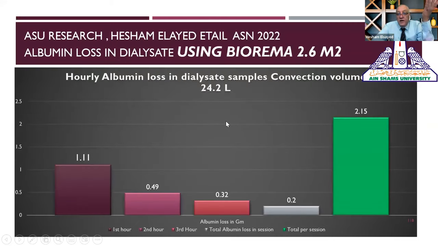Albumin loss is in our intensive research. The maximum albumin loss happens at the start of dialysis, in the first hour, but the cumulative albumin loss is around 2 grams per session. So it's accepted. The Japanese say that up to 3 grams is okay. Why do they put 3 grams? Because it's the physiologic production by the liver. So if you remove up to 3 grams per session, it's okay for you, provided that nutrition support is fine and you can eat well.